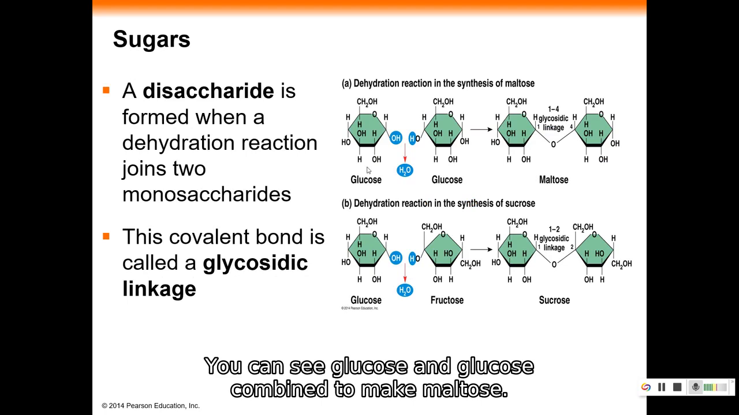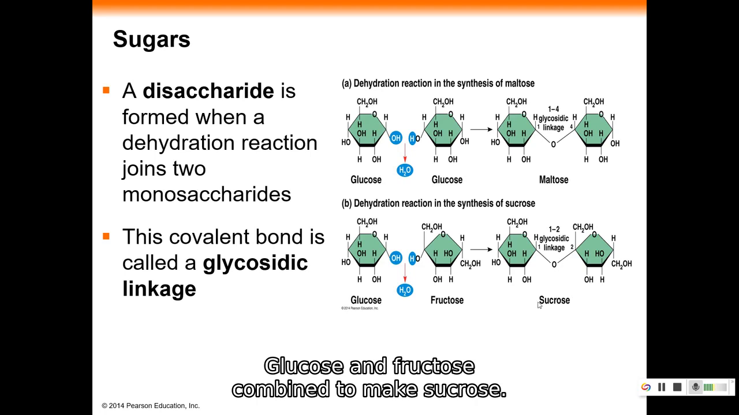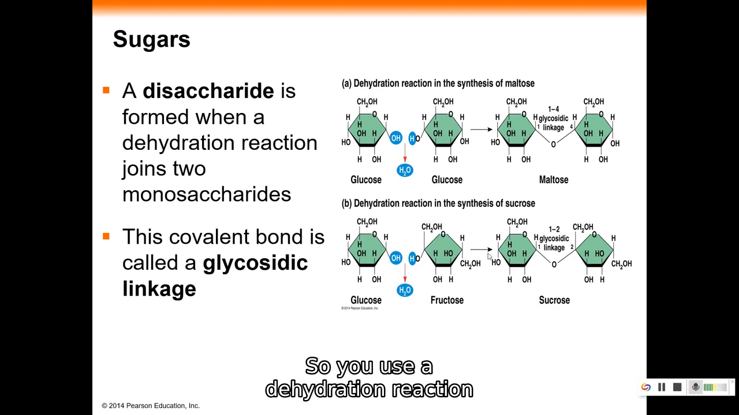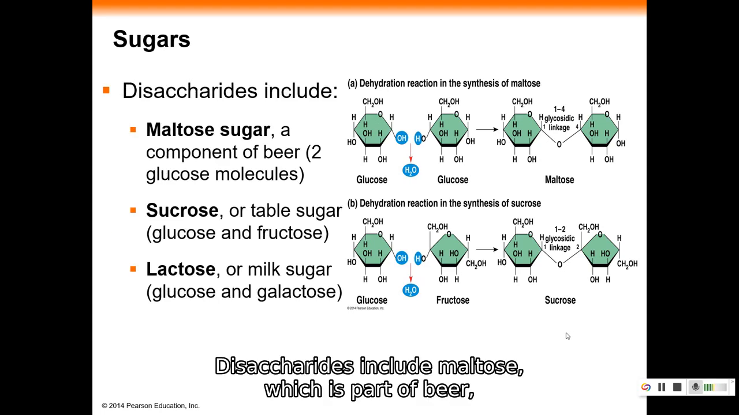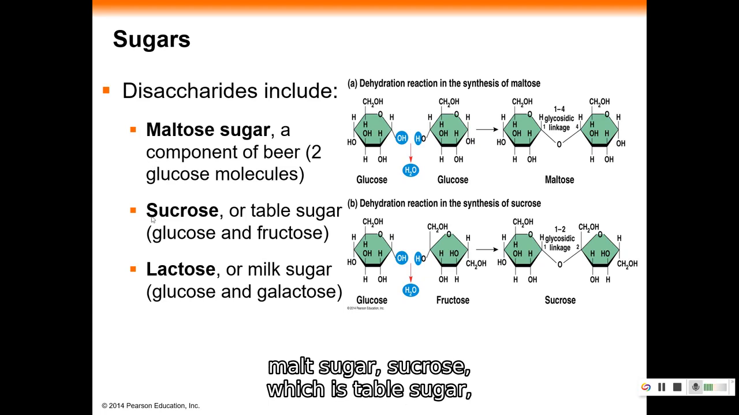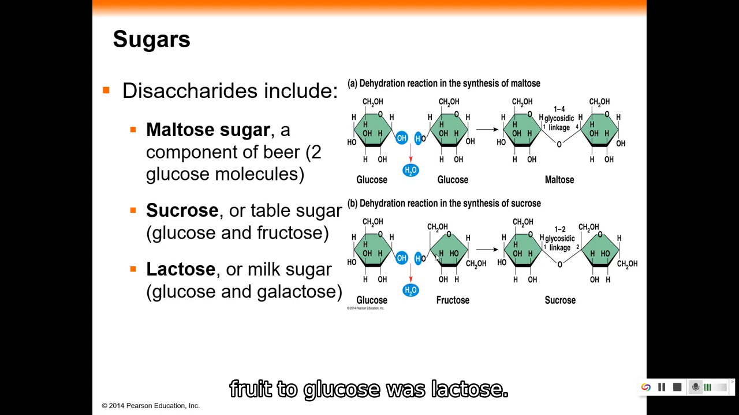And so you can see glucose and glucose combine to make maltose, glucose and fructose combine to make sucrose. So you use a dehydration reaction to create your disaccharides. So disaccharides include maltose, which is part of beer, malt sugar, sucrose, which is table sugar, and lactose, which is milk sugar. Lactose is made by combining glucose with galactose. We don't have galactose on here. Okay, so lactose is made by combining glucose and galactose.